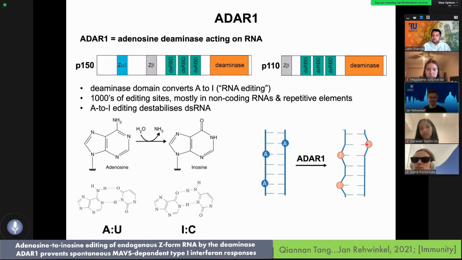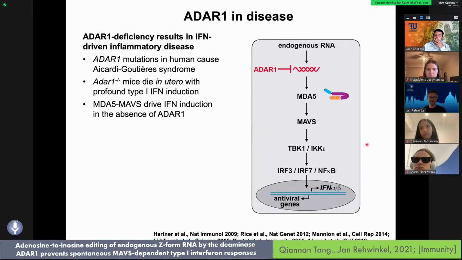Now that in turn is important in human disease, and it's now quite well established, both from human genetics, particularly in the context of a disease called Aicardi-Goutieres syndrome, as well as from mouse models, that ADAR1 deficiency results in interferon-driven inflammatory disease. In the human setting, this rare disease, Aicardi-Goutieres syndrome, has some overlap with lupus. It's a very, very severe disease that's driven by spontaneous production of interferon in the absence of virus infection. And it can be caused, amongst other mutations, by mutations in the gene encoding ADAR1. And that can be modeled in mice.